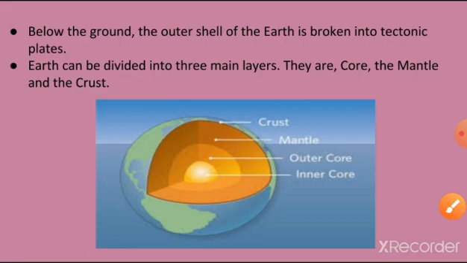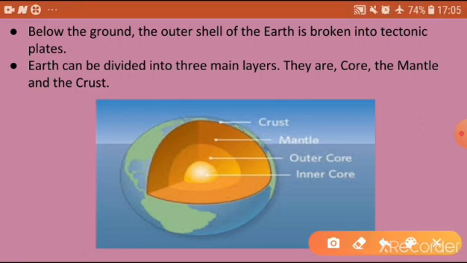Now the layers of our earth. Below the ground, the outer shell of the earth is broken into tectonic plates. Earth can be divided into three main layers. So how many layers? Three. What are they? Core, the mantle and the crust. Look at this picture given below. This is about the earth's layers. The inner layer is core, the outer layer is crust, and in between crust and core, mantle.